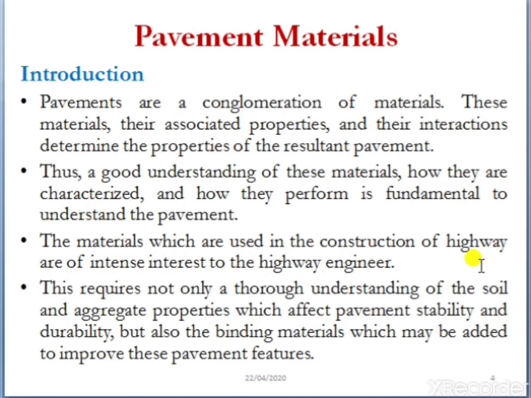Highway pavement materials, introduction. Pavements are a conglomeration of materials. These materials, their associated properties and their interaction determine the properties of the resultant pavement. Pavement, we know, is not constructed with a single material. Pavement is constructed with different materials. So here, pavements being a conglomeration of materials means the pavement is constructed using different materials.